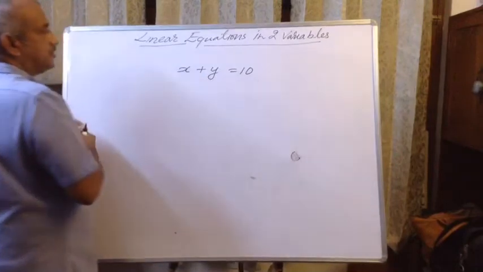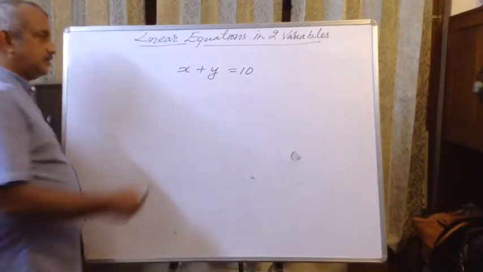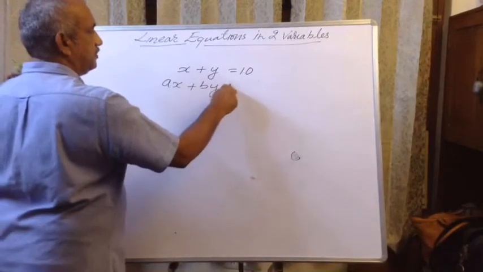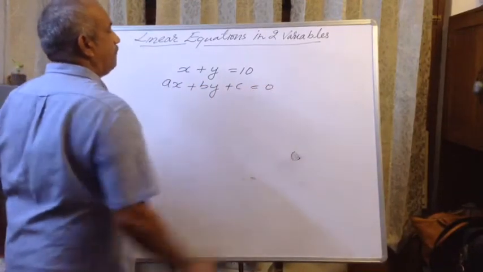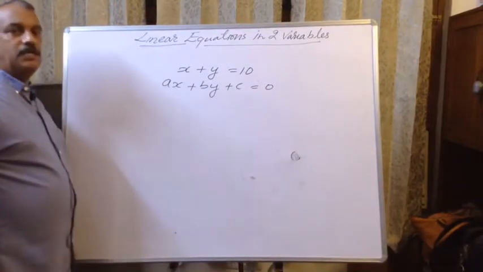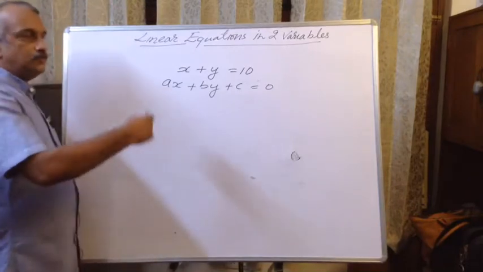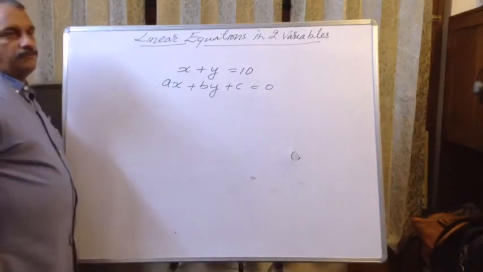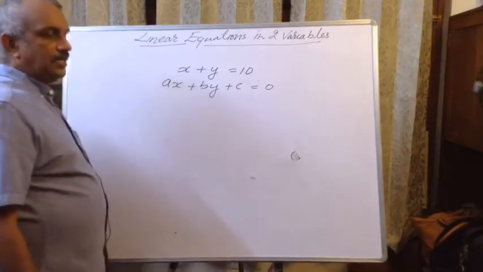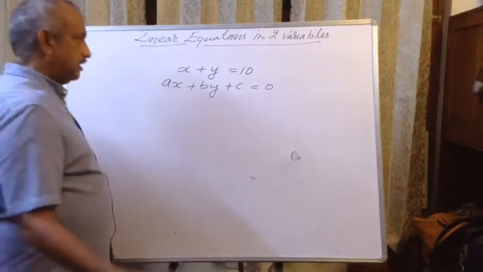Now next one is the standard form of a linear equation in two variables. See, ax plus by plus c is equal to 0. This is the standard form of a linear equation in two variables. Standard form means you may be asked to write the following equations in standard form and say the values of a, b and c. There is one question.